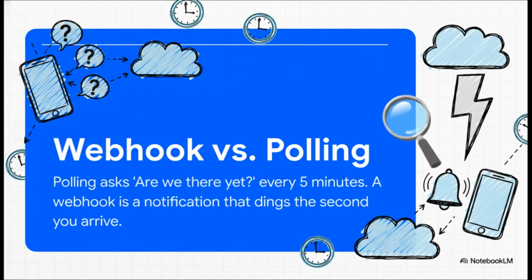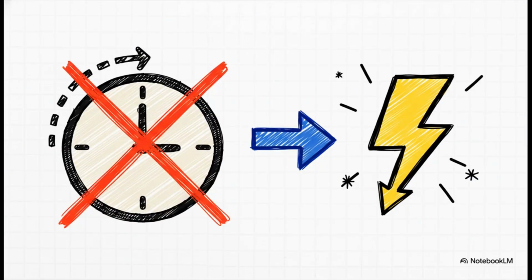Are we there yet? Zapier was constantly bugging Notion, asking, anything new? Anything new? It's slow, it's inefficient. A webhook flips that on its head. Now, Notion itself sends a notification that dings on your phone the exact second something happens. So what's the result? No more waiting around, no more constant checking.